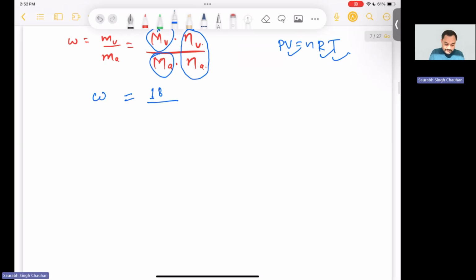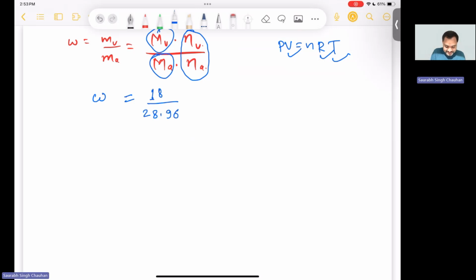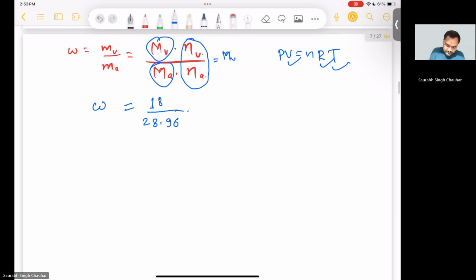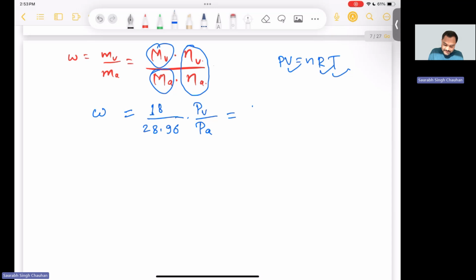For simplicity, we will take 18. And molar mass of air is something around, I have taken 28.96. Okay, and instead of mole ratio, you can use pressure ratio, ratio of partial pressure of vapor and dry air. Okay, so partial pressure of water vapor, partial pressure of air. Okay, so partial pressure of air you have calculated.